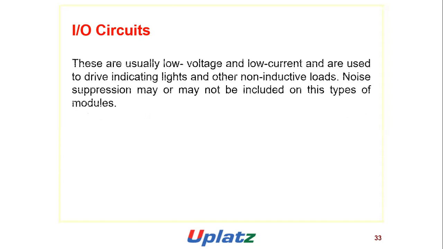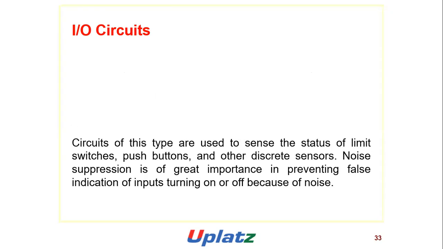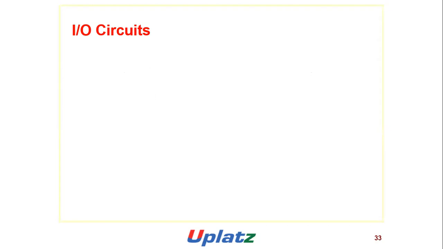General purpose outputs. These are usually low voltage, low current, and are used to drive indicating lights and other non-inductive loads. Noise suppression may or may not be included on this type of module. Discrete inputs. Circuits of this type are used to sense the status of limit switches, push buttons, and other discrete sensors. Noise suppression is of great importance in preventing false indication of input being on or off because of noise.